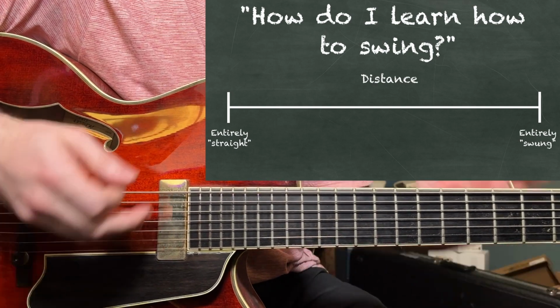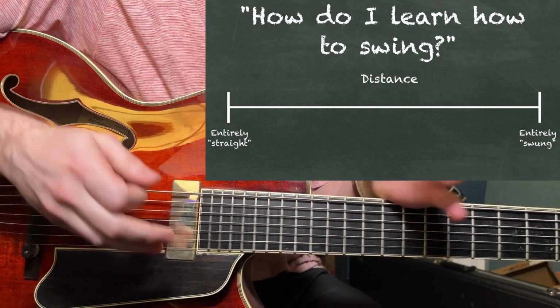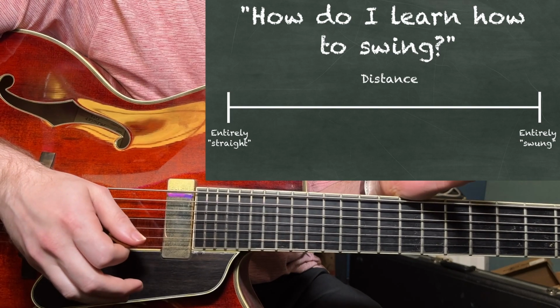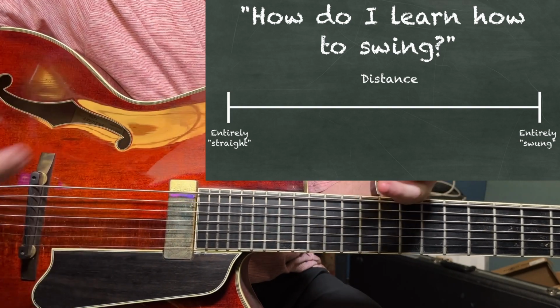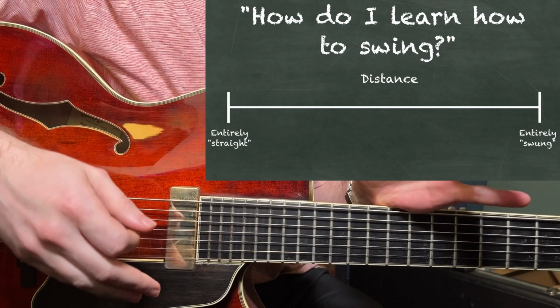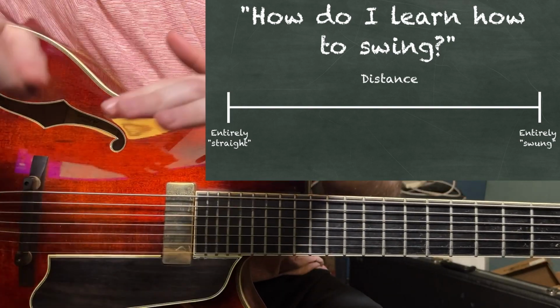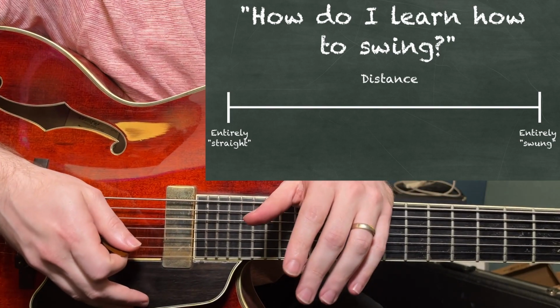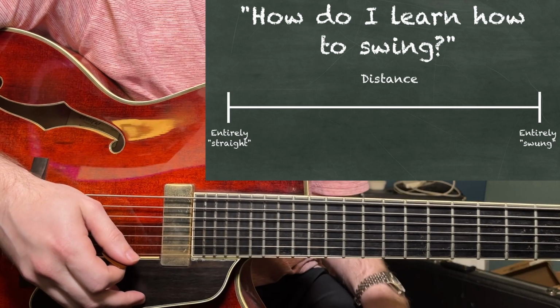Now, we know from listening to our favorite players that neither of those are swinging in the true musical sense of the word. So what if truly swinging eighths exists somewhere in the middle of that line? Not entirely straight, not entirely swung. An interesting thought. Let's table this for a second and come back to it.